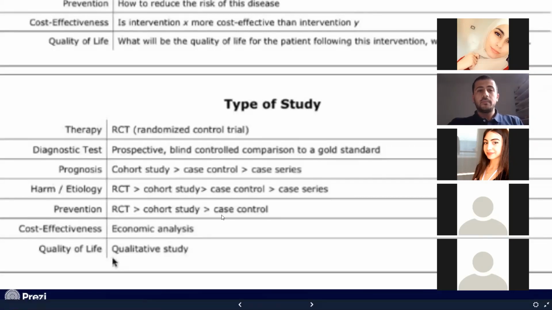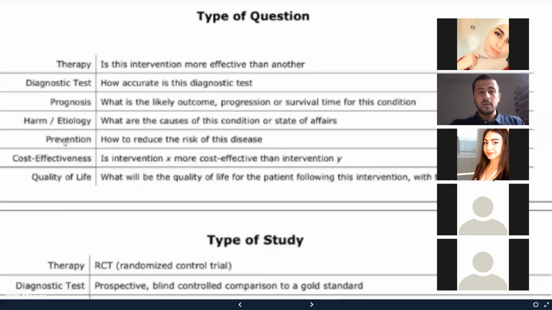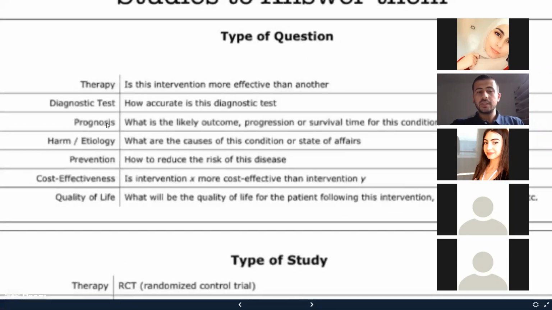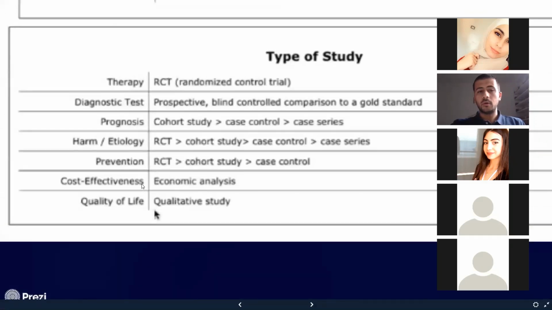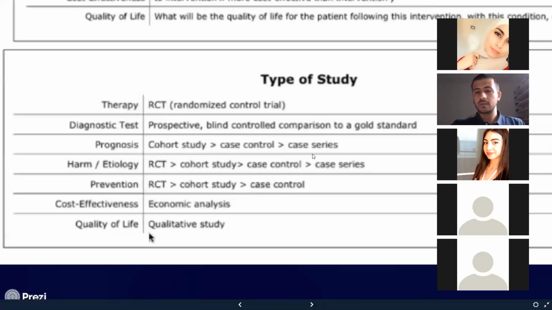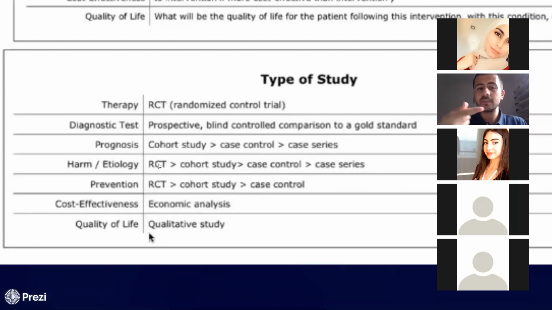Perfect. So another one: harm and etiology is really similar to the prognostic studies, so I'll skip it. It will be exactly the same: a cohort, case control, case series. Of course, they put RCTs here, but I shouldn't plan for an RCT. It can happen, but I shouldn't plan to do an RCT when I'm doing something harmful.